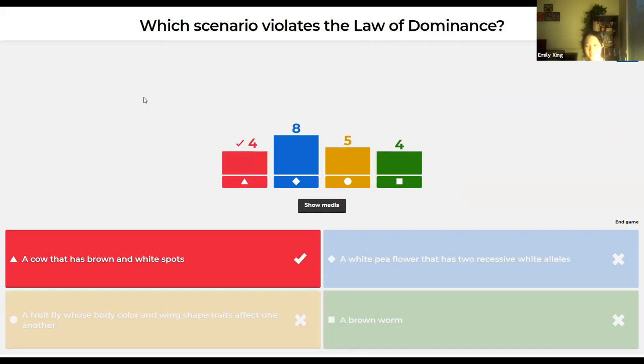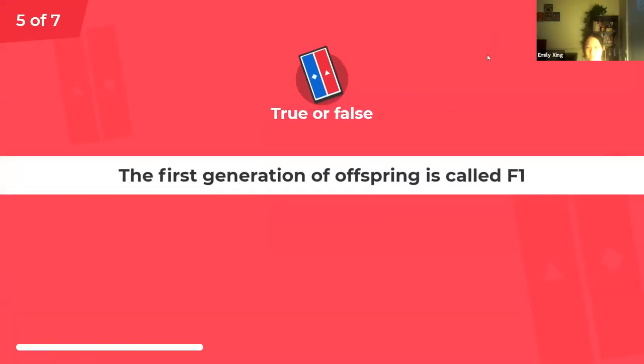Okay, so a white pea flower that has two recessive white alleles doesn't violate dominance, because if the recessive trait is white, then it shows if it's two recessive. Whereas a cow that has both brown and white spots has codominance, because two traits are being exhibited at the same time. And I'm sorry about the lag.